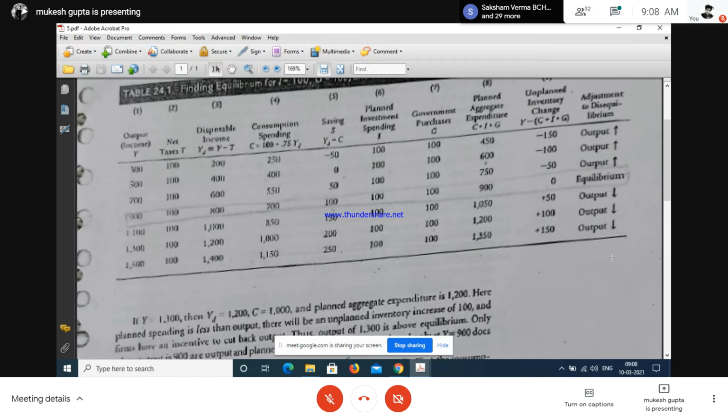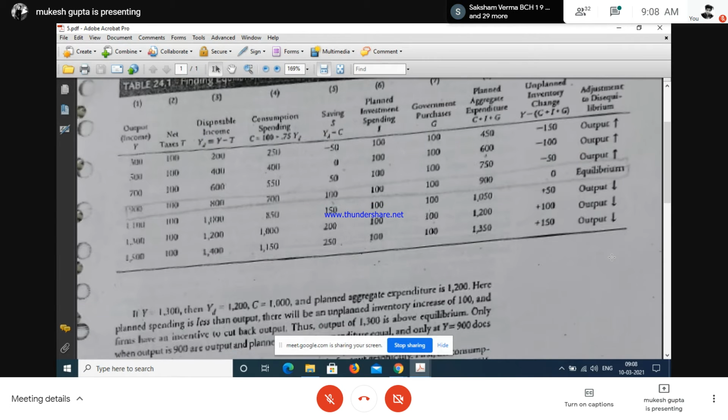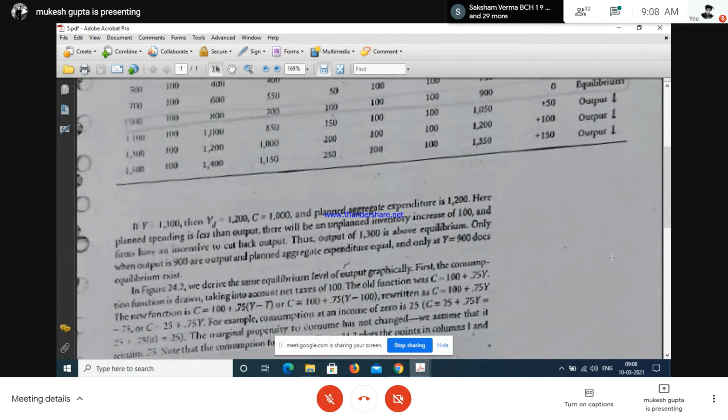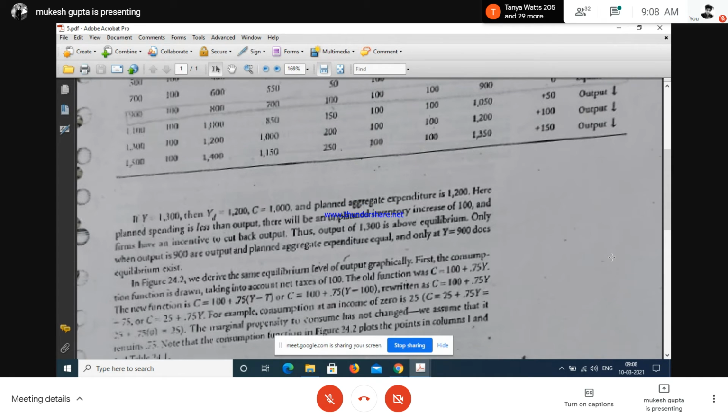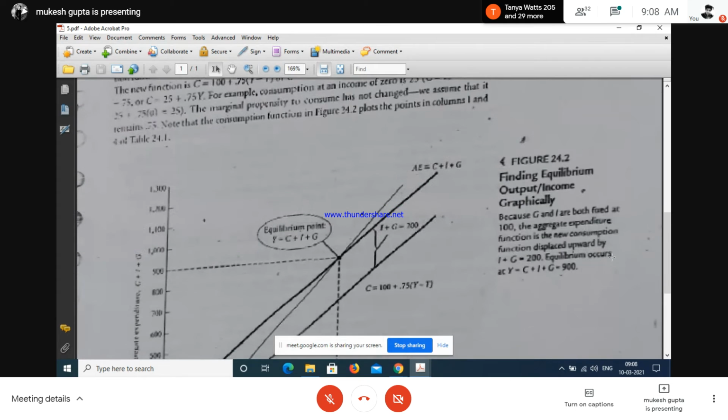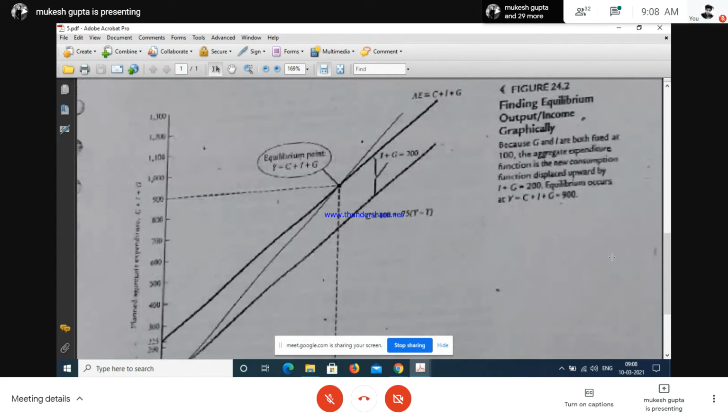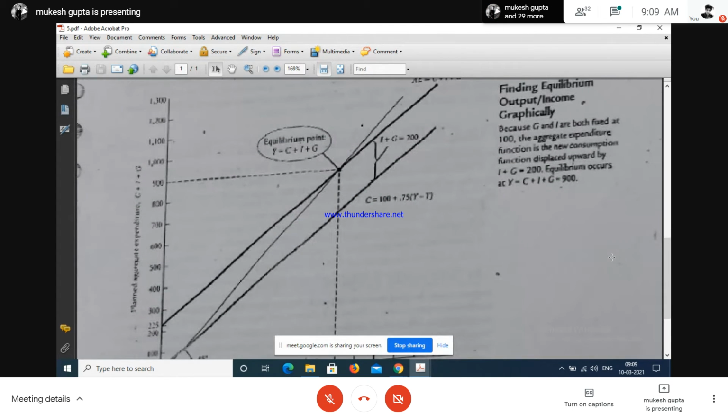Now we can calculate the equilibrium level of income. You just equate Y equal to C plus I plus G, put in all the values, and you will get Y equal to 900. So this diagram represents this.